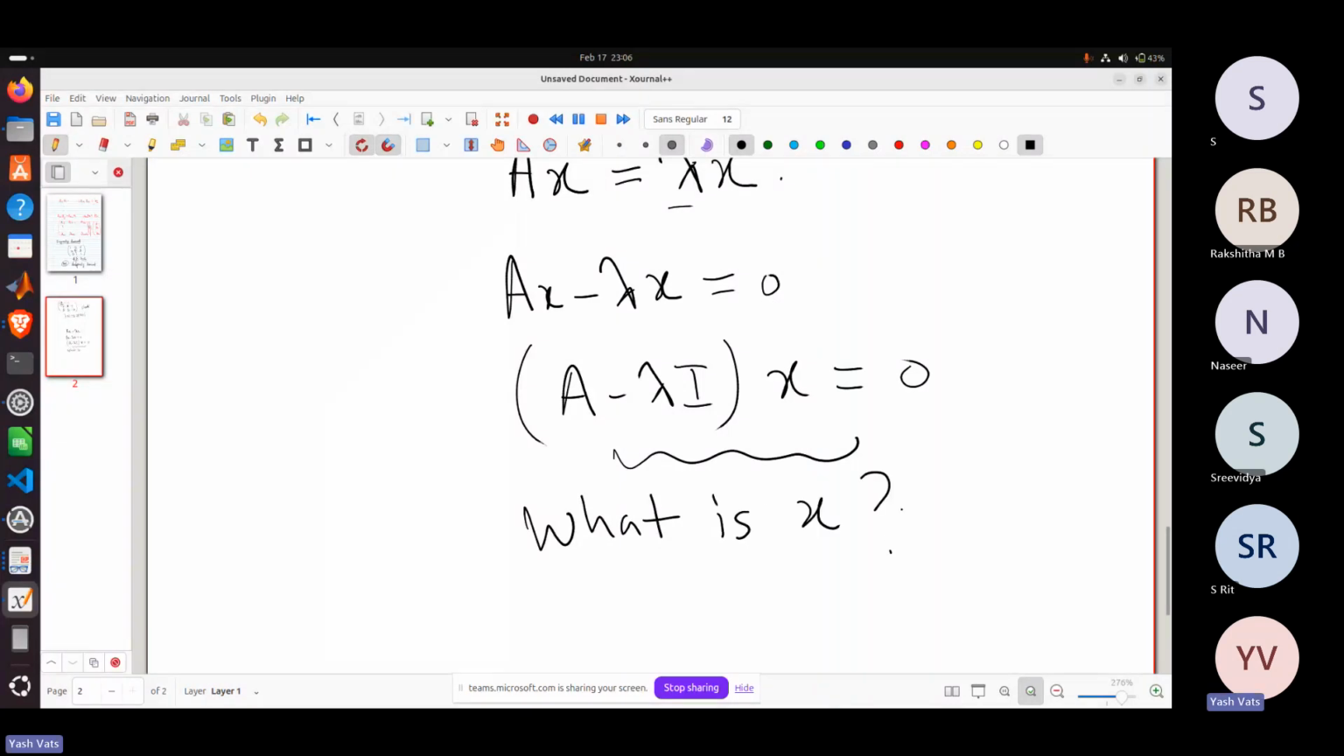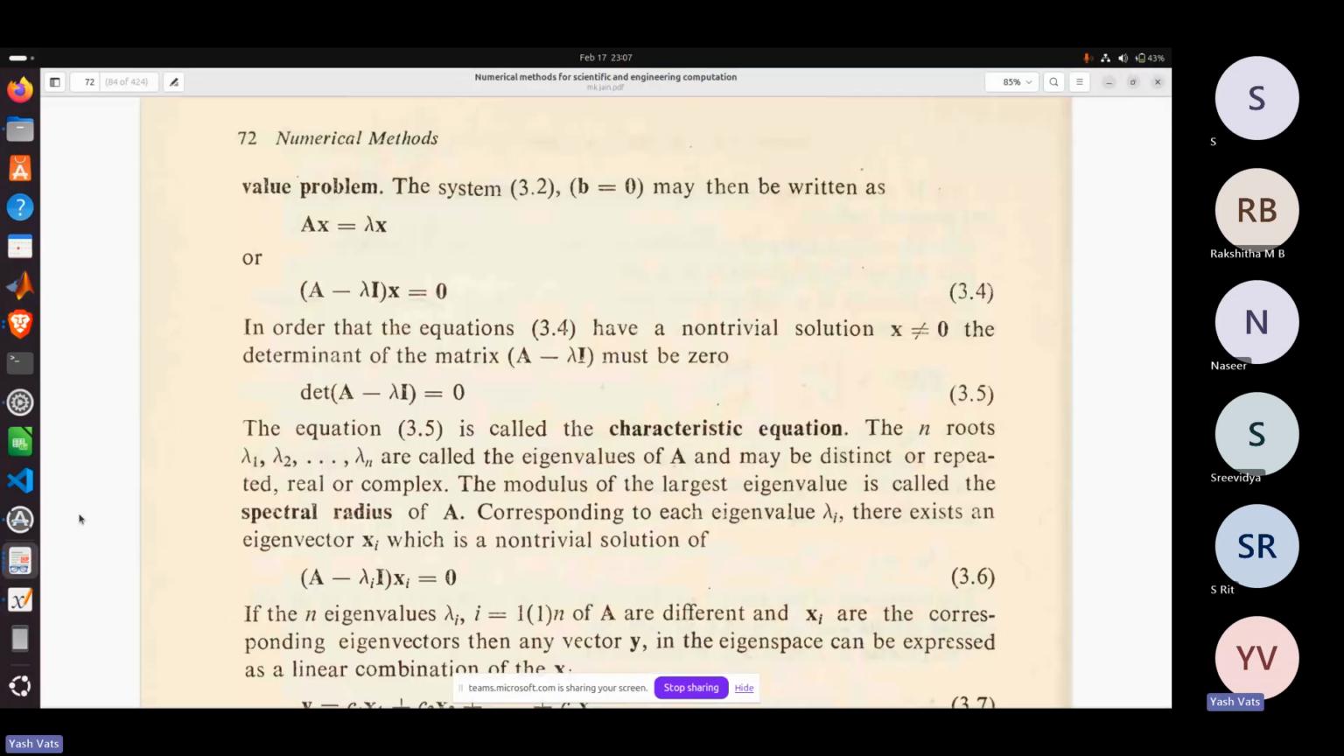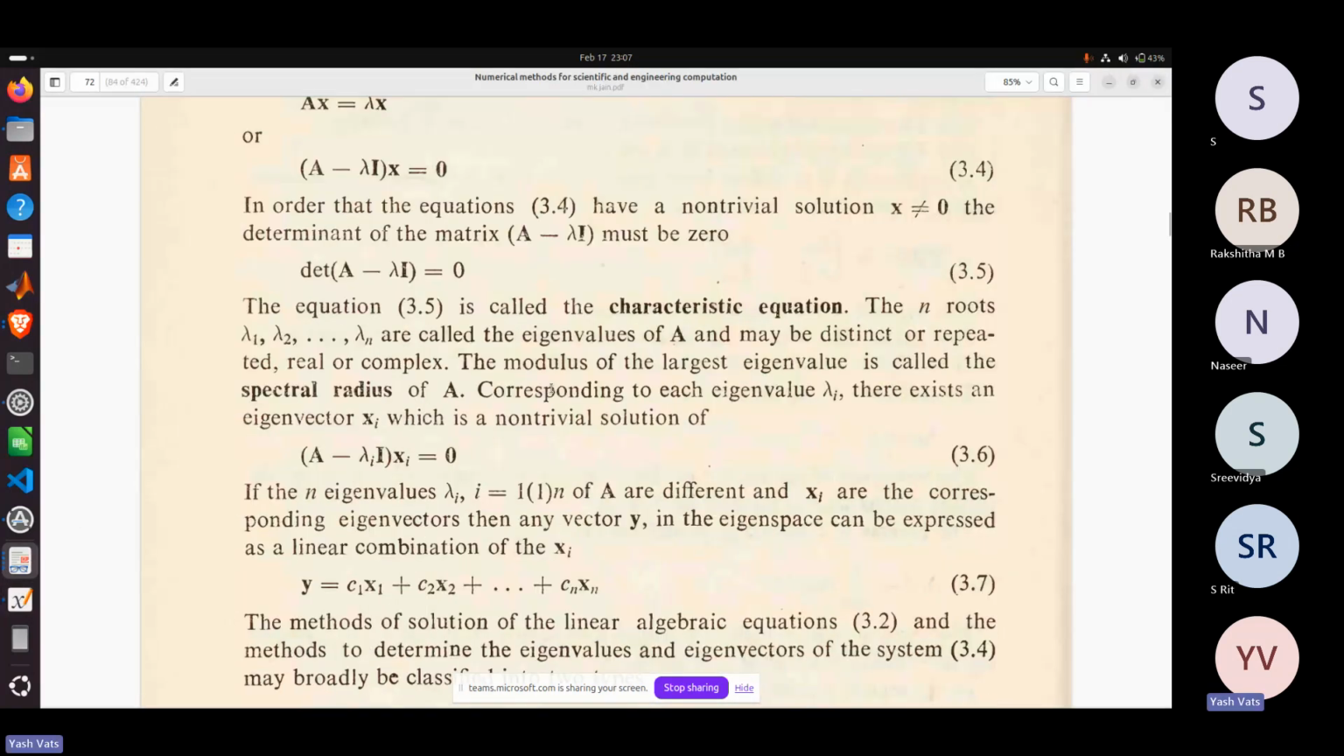Yes, anyone? How to find this x in this case? I want x to be non-zero. So if you go back in this book, then you have to have a non-trivial solution, x not 0.